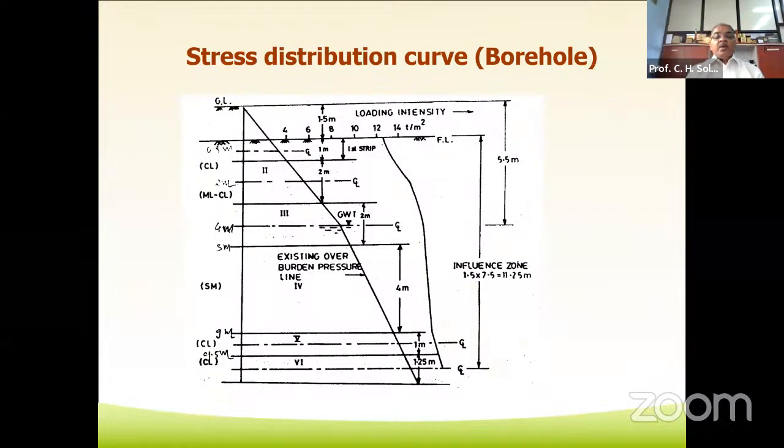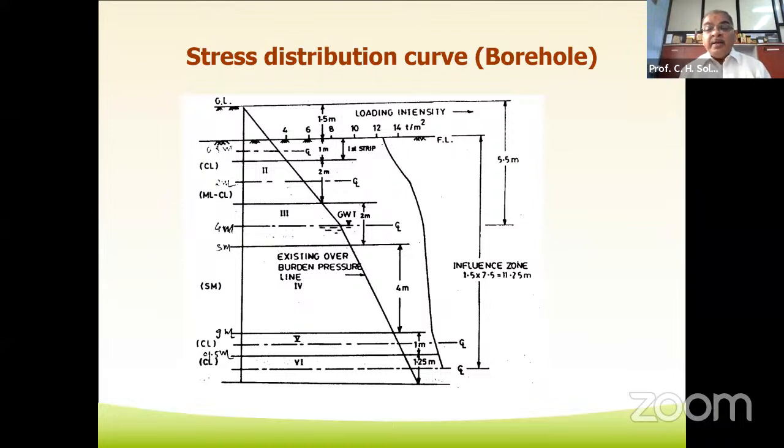settlement. Here it has been presented that the groundwater table is at 5.5 meter. The various soil layers have been shown. The soil has been divided into 6 layers, presented here as layer 1, 2, 3, 4, 5, and 6 with Roman figures. You may see that layer 1 below the foundation is of 1 meter. Layer 2 is of 2 meter thickness. Layer 3 is of 2 meter thickness.